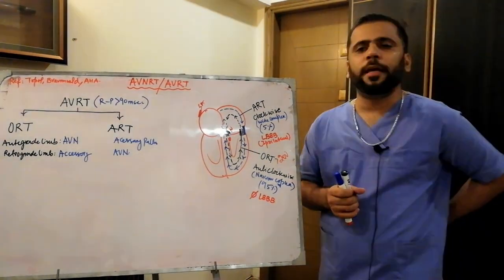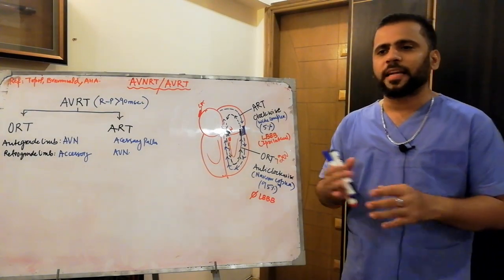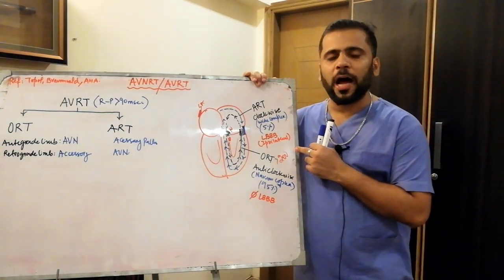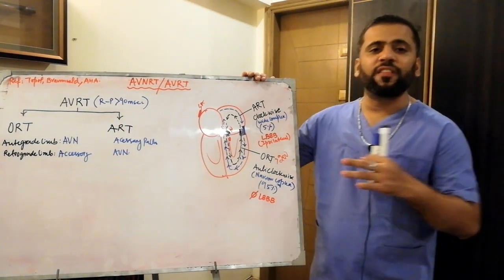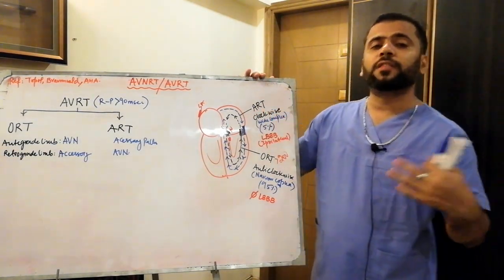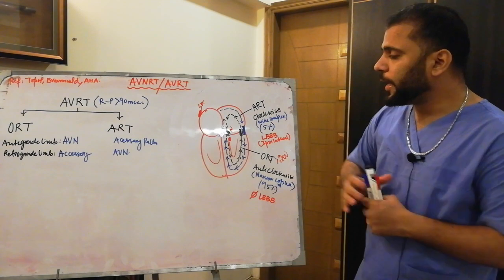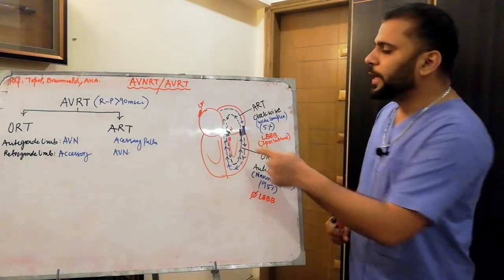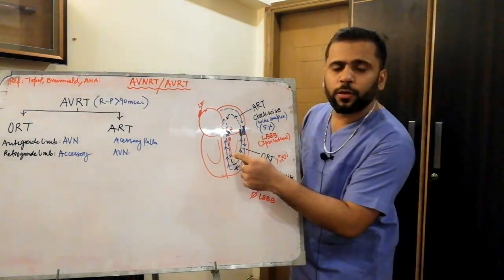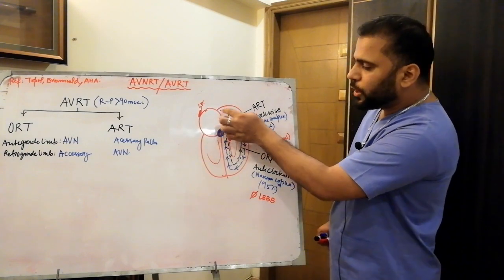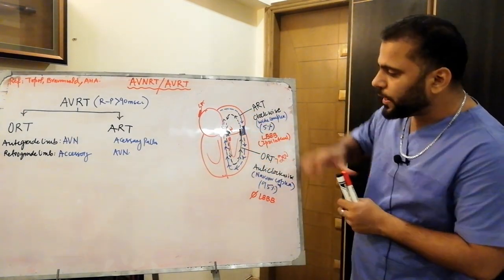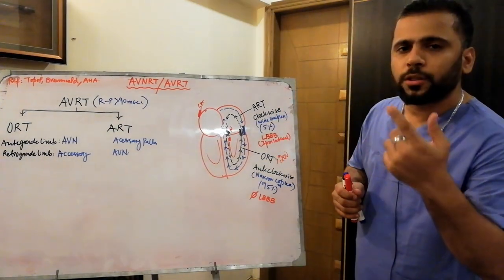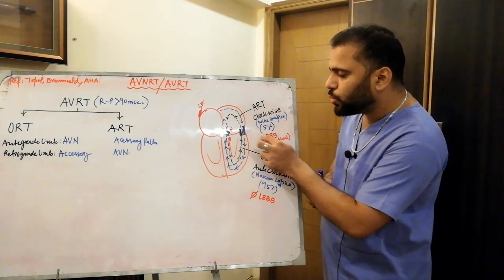So whenever you are looking at regular wide complex tachycardias, you have to exclude ART. You have to exclude things like SVT with aberrancy. ART is actually like SVT with aberrancy, you can say this. But what is ART? ART is antidromic. It is opposing the natural pathway. It is not going down through the AV node, but it is going down through the accessory pathway. Whenever it goes down through the accessory pathway, it will give you a bundle branch block ipsilateral to the accessory pathway.